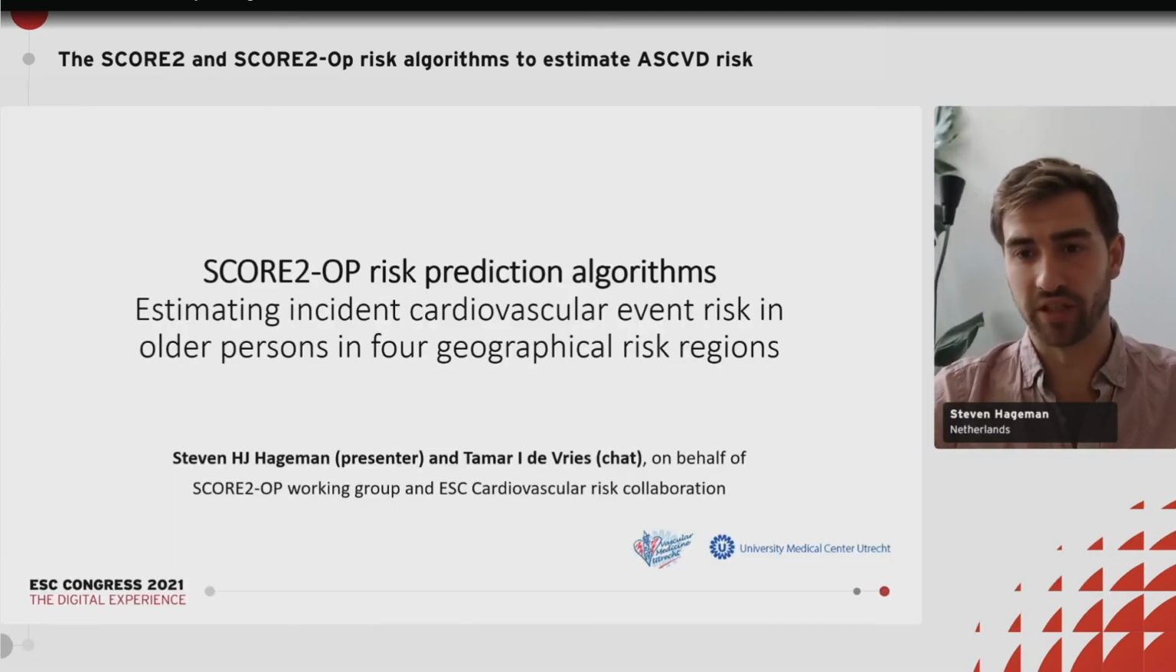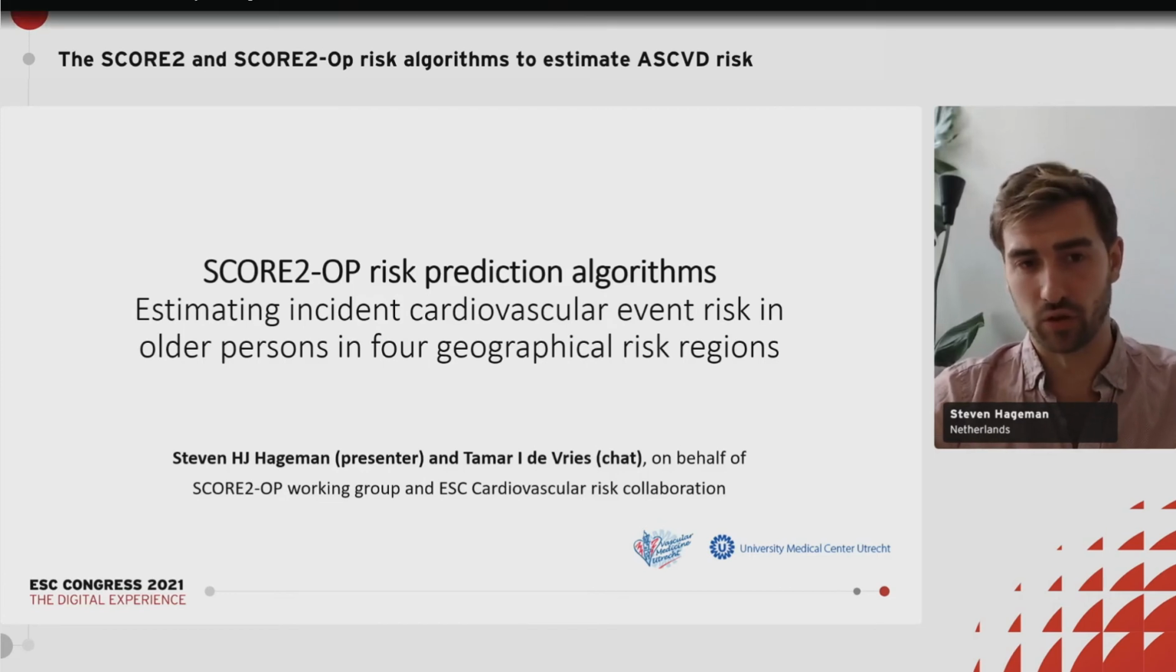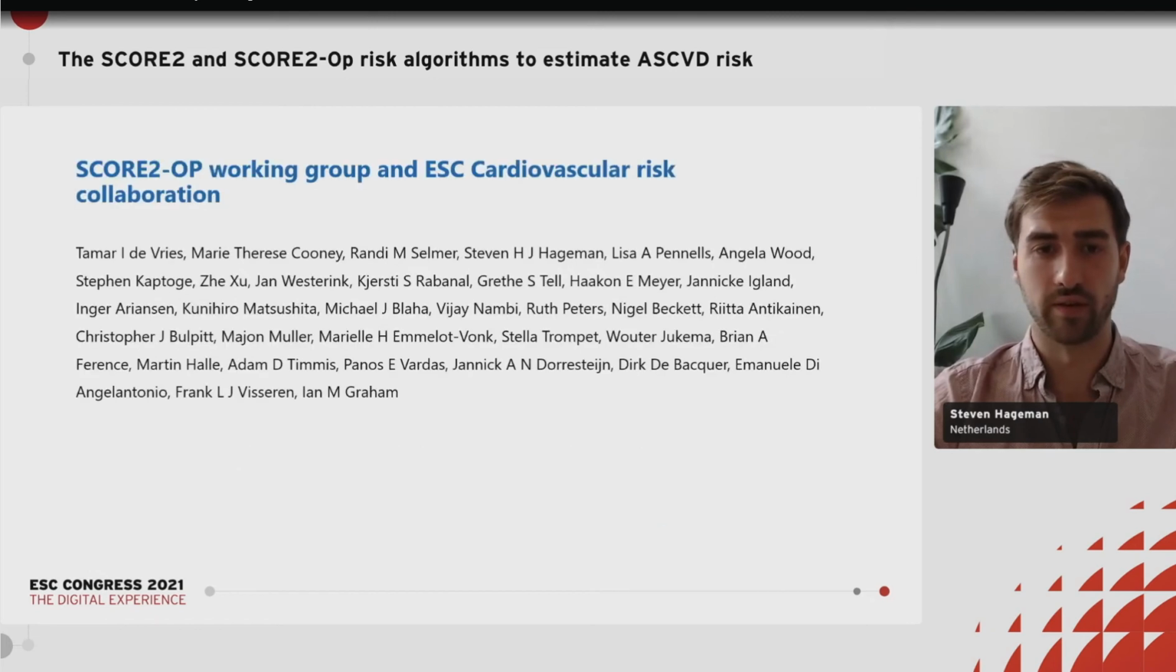Thank you. My name is Steven Hageman. I'm a medical doctor and PhD candidate from the University Medical Center Utrecht. Today I'd like to present to you the derivation and validation of the SCORE2-OP risk prediction algorithms. My colleague, Tamar de Vries, is available to answer all of your questions in the chat.